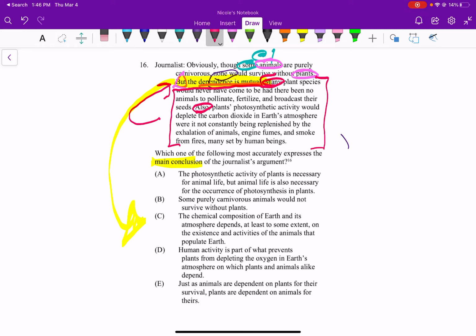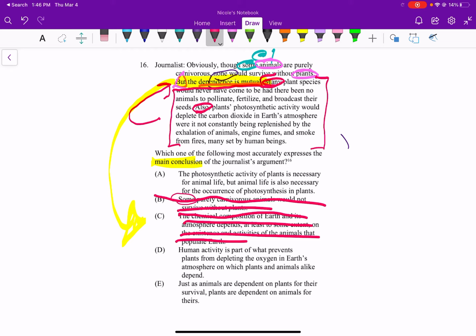I wish that it didn't. I wish it just said that like plants and animals are both needed, so I'm going to leave this one open. B. Some, so at least one purely carnivorous animal would not survive without plants. Nope, that's just our support. That's not enough to be our conclusion. C, the chemical composition of Earth and its atmosphere depends, at least to some extent, on the existence of and activities of the animals that populate the Earth. I mean, cool, but we don't even bring up plants here. So C can't be our answer because we're saying that, hey, plants and animals both depend on each other.